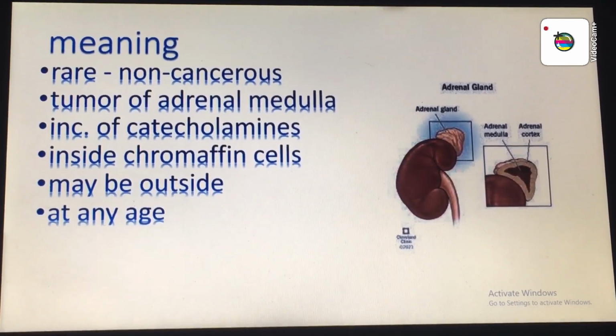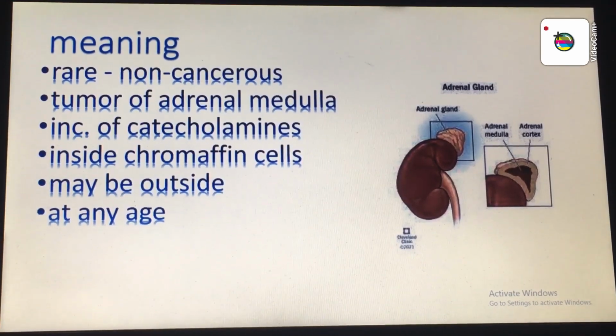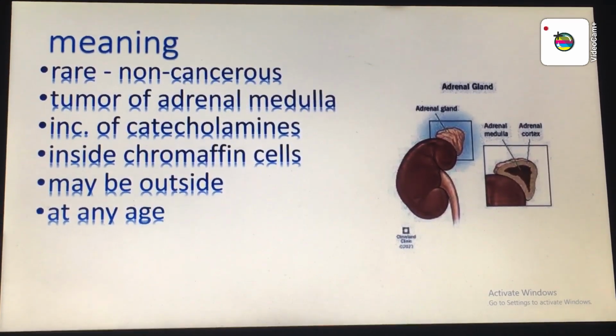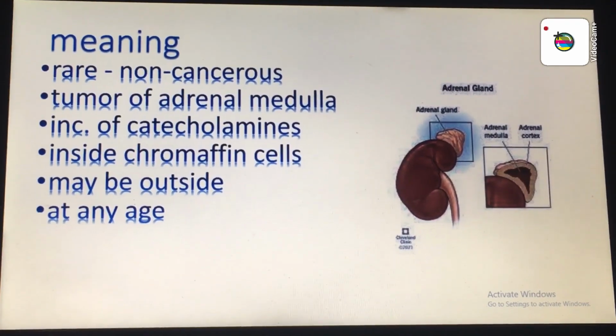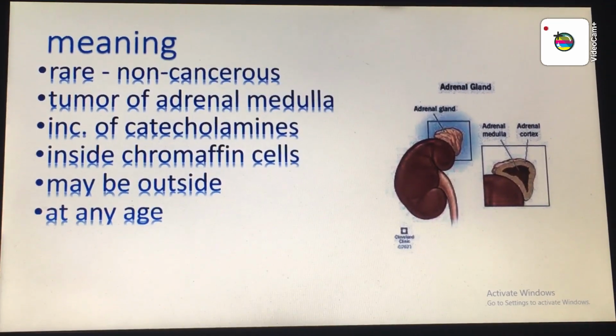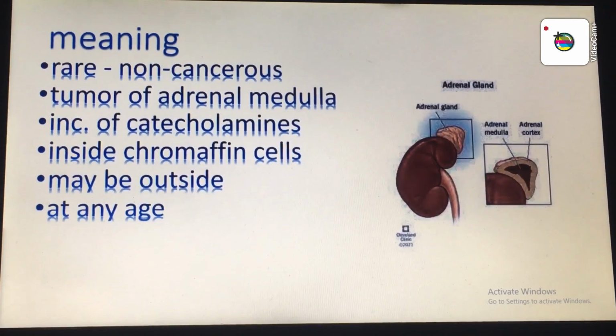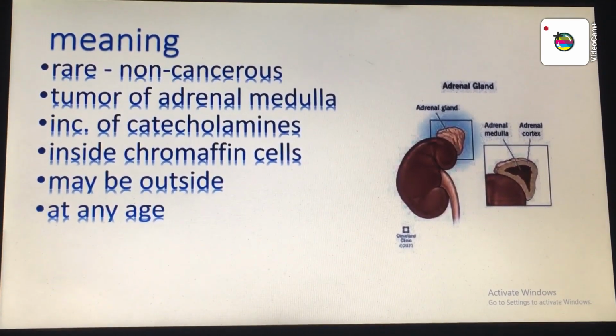But these chromaffin cells are not only found inside the adrenal medulla, they are also found outside it, in the heart, in the neck, in the head, along the spine, and the tumor may occur outside the adrenal medulla. Not only at the adrenal medulla, but most Pheochromocytoma is inside the adrenal gland. It can occur at any age, mostly between 20 and 50.